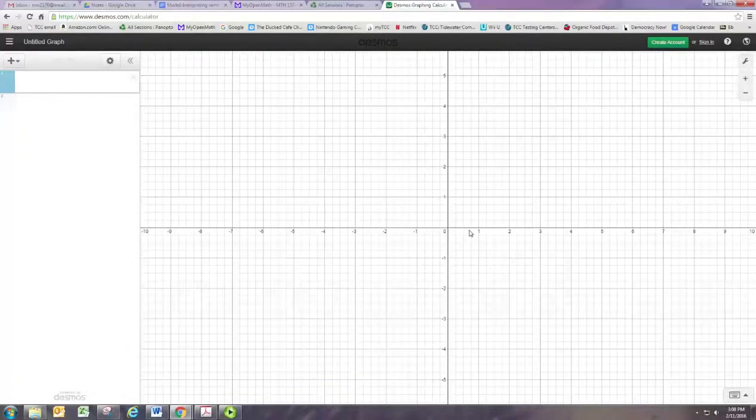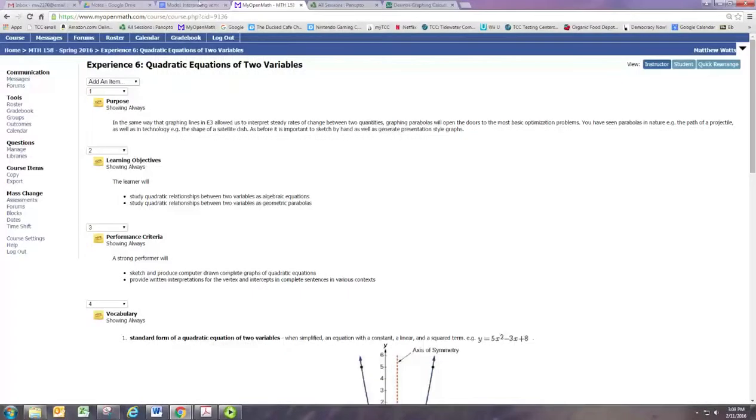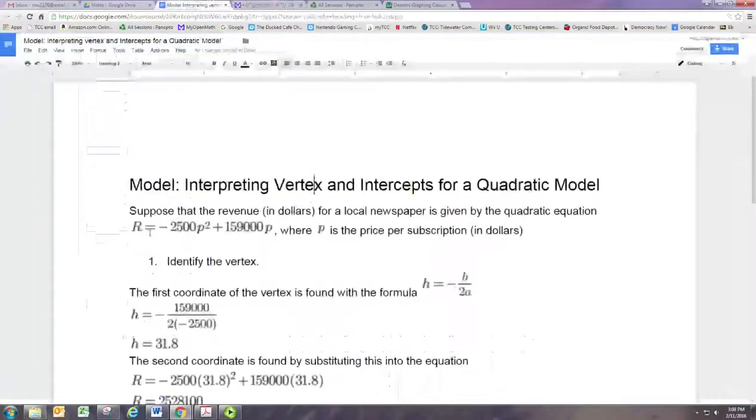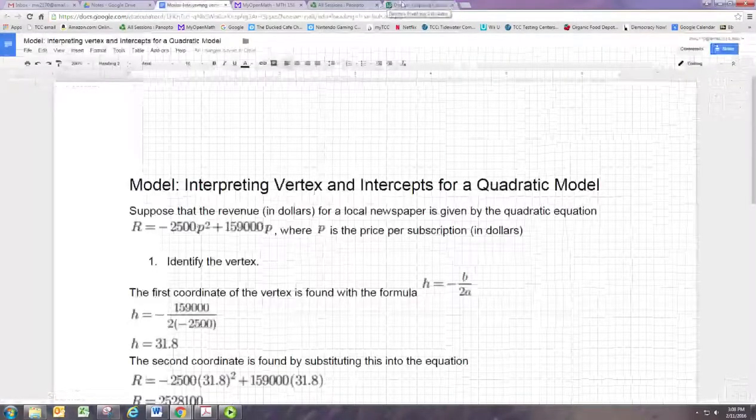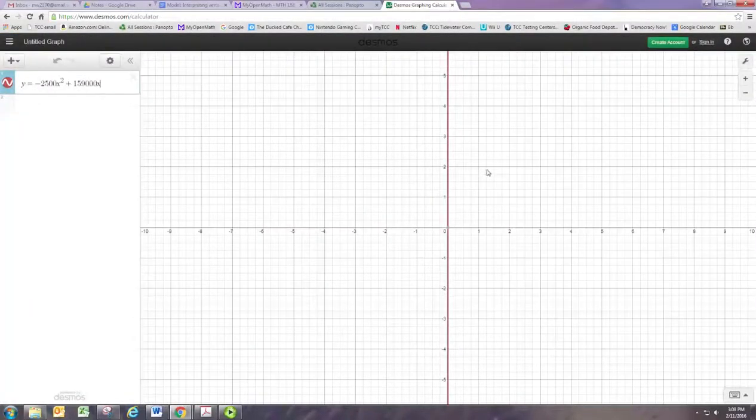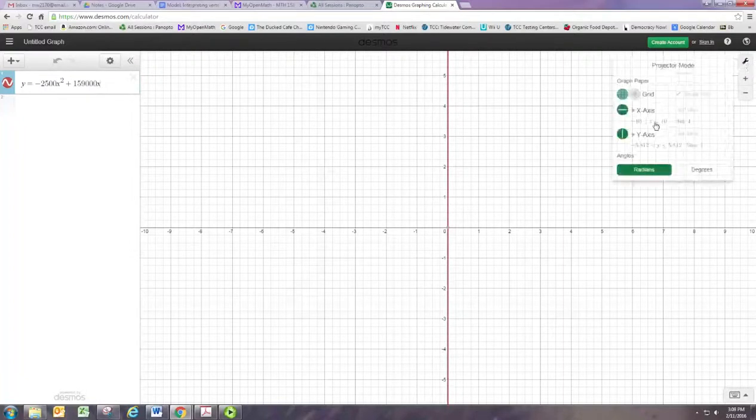So we need to put the equation in. It's y equals negative 2500x squared plus 159,000x. So we're going to have to do some adjusting on the window here. Remember to click the wrench to change the graph settings.